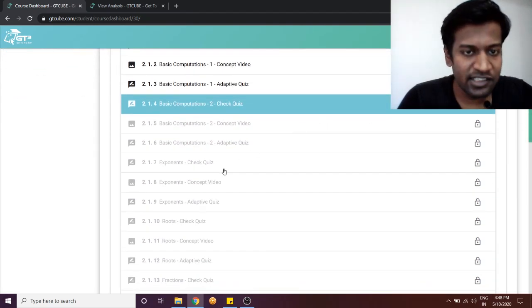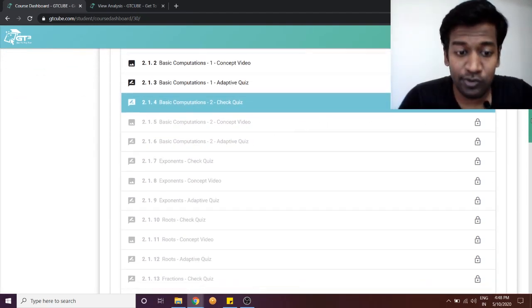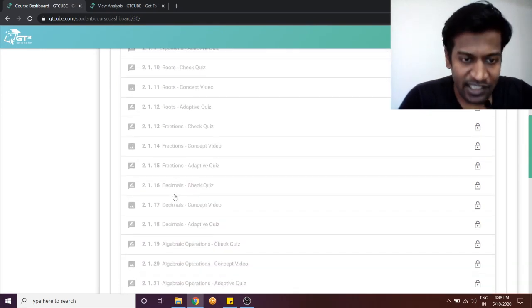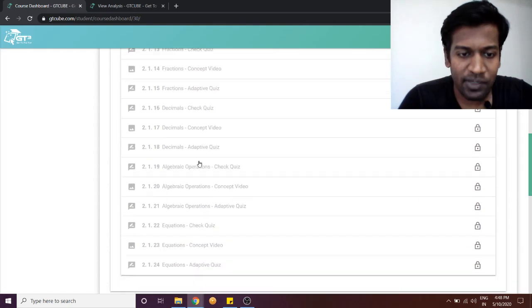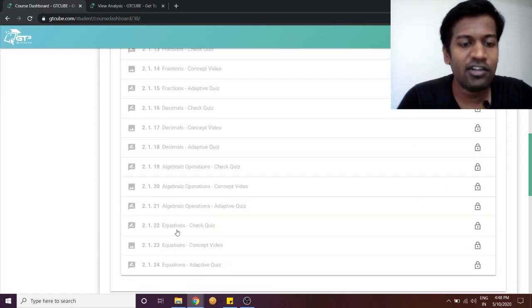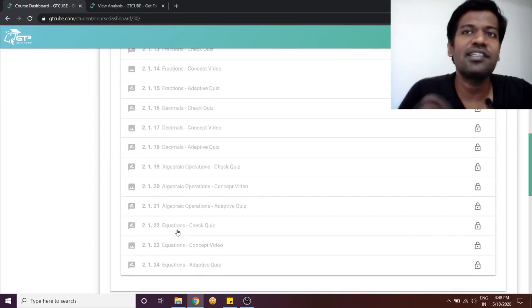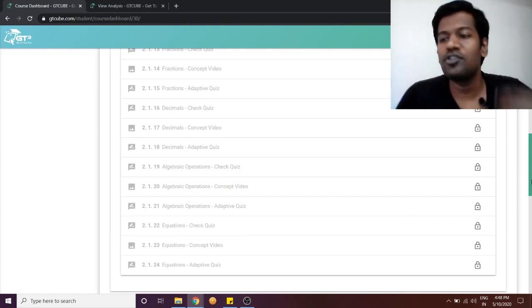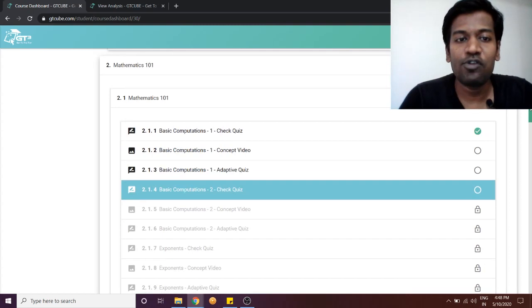Then you need to know addition, subtraction, then exponents, roots, then basic fractions, how to add and subtract them, then the decimals, and then algebraic operations like adding equations and solving basic linear equations. These are the very basic things that will be used in arithmetic, algebra, geometry. So we thought a student should know how to solve them.